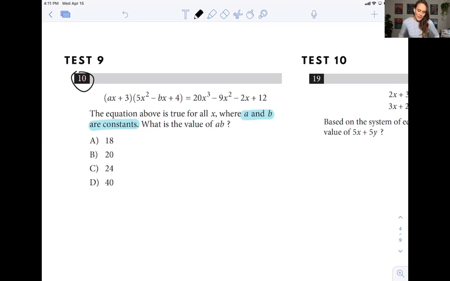So they want to know what is the value of AB here, right? And there's a lot going on. And the SAT is a time test. So I would not multiply out everything on the left-hand side to perfectly make it match the right-hand side. That's just going to be a lot of work. You could do that. It's not wrong to do that, but it's kind of time intensive. So I'm just going to pick out parts in order to solve for A and B one at a time.